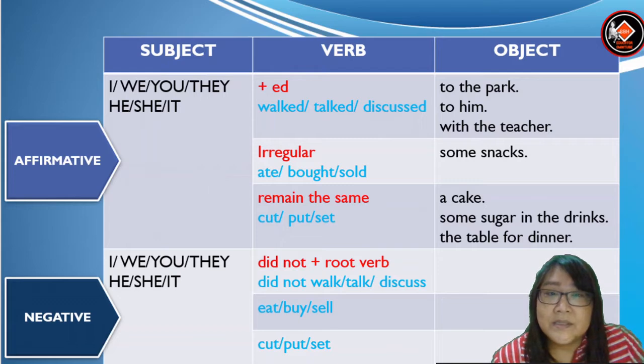So here you can say, I did not walk to the park. We did not talk to him. You did not discuss with the teacher. He did not eat a cake. She did not buy a cake. We did not set the table for dinner.